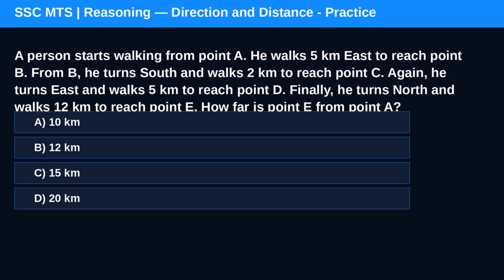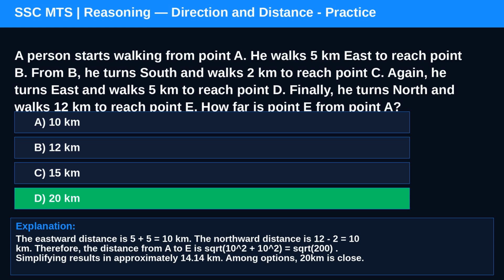Question 2. A person starts walking from point A. He walks 5 km east to reach point B. From B, he turns south and walks 2 km to reach point C. Again, he turns east and walks 5 km to reach point D. Finally, he turns north and walks 12 km to reach point E. How far is point E from point A? Option A 10 km, option B 12 km.